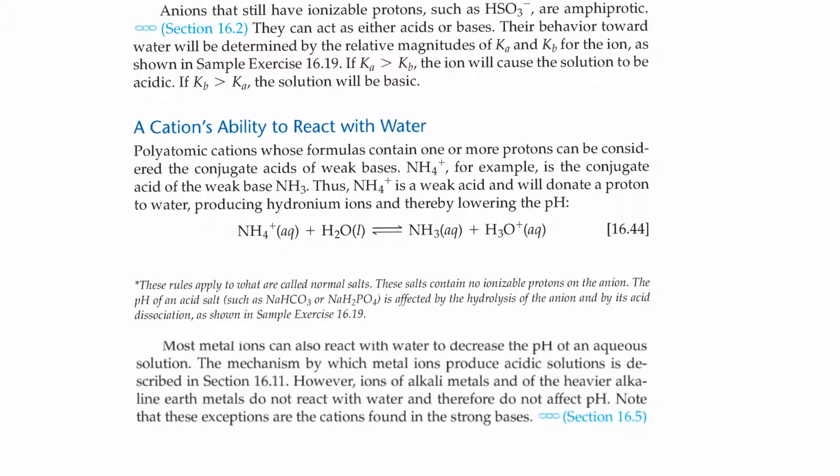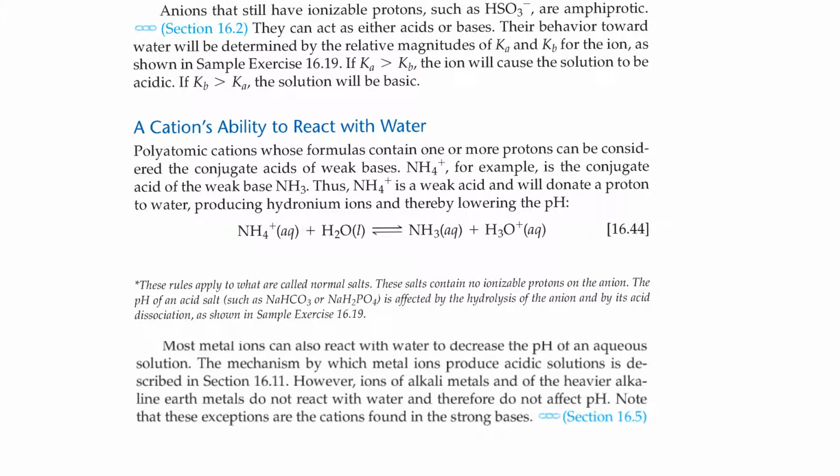Anions that have still ionizable protons, such as HSO3⁻, are amphiprotic. They can either act as acids or bases. Their behavior towards water will be determined by the relative magnitudes of Ka or Kb for the ion, as shown in sample exercise 16.19. If Ka is greater than Kb, the ion will cause the solution to be acidic. If Kb is greater than Ka, the solution will be basic.